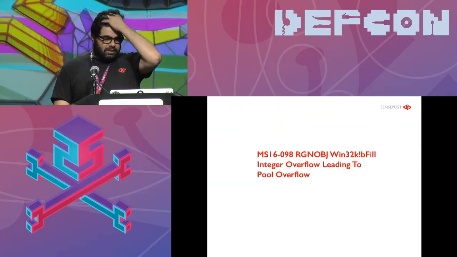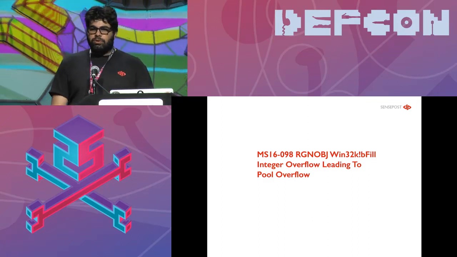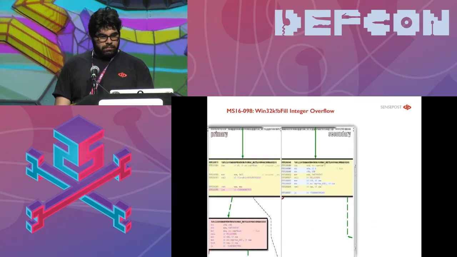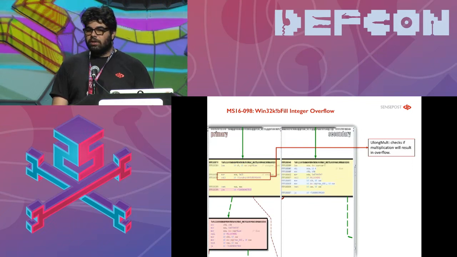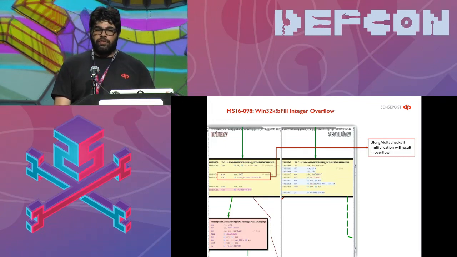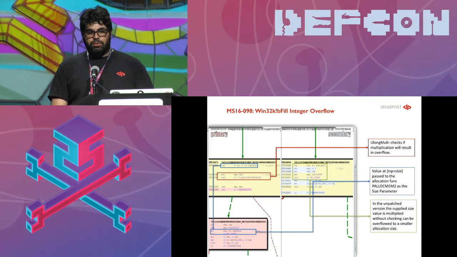The next exploit is MS16-098, which is affecting the region object, and it's an integer overflow leading to a pool overflow. We start by patch diffing, and we notice that the function ULongMult is added to the fixed function, which effectively checks if the two integers supplied will result in an overflowed value, and then it will pass this value back to an allocation function. That's the patched version. The unpatched version, though, will do some calculations on a register and then pass the value directly into an allocation function that will allocate that value.